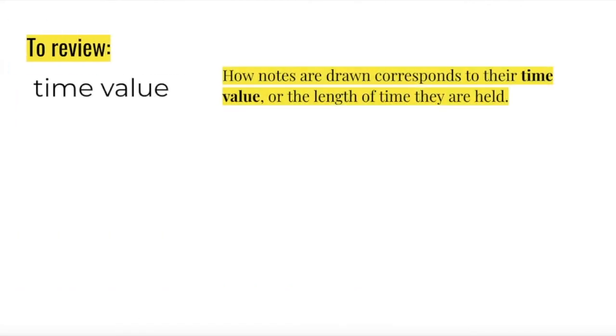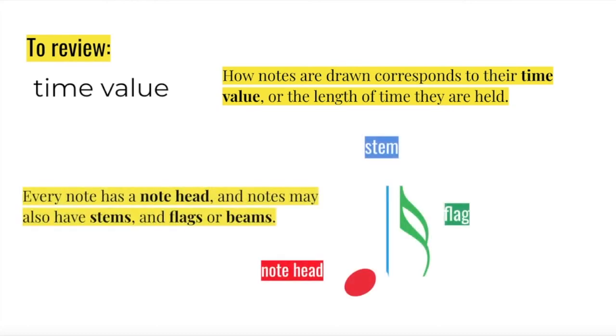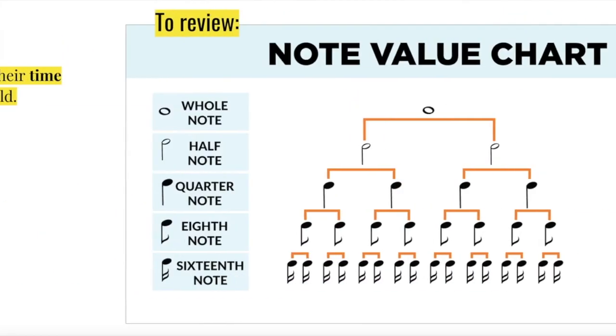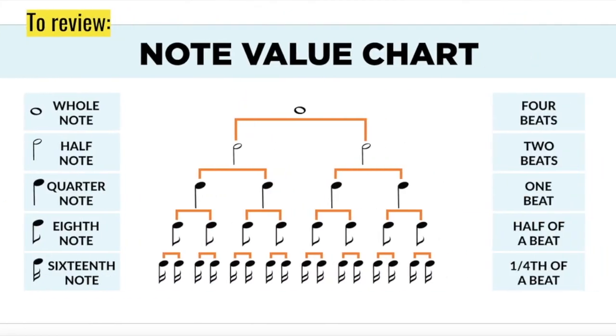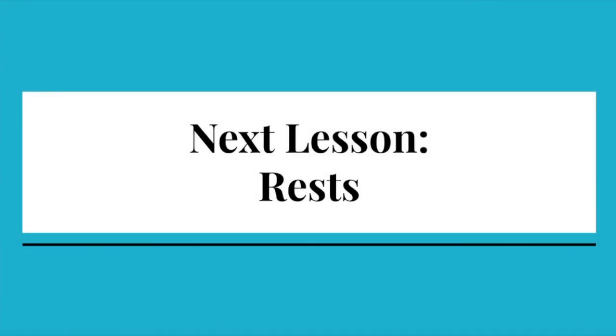To review, how notes are drawn corresponds to their time value, or the length of time they are held by the performer. Every note has a note head, and notes may also have stems and flags or beams. To truly master note time values, you will want to memorize how the following notes are drawn and how many beats or fraction of a beat they last: whole note, half note, quarter note, eighth note, and 16th note. The next lesson will be on rests, or moments of silence in music.